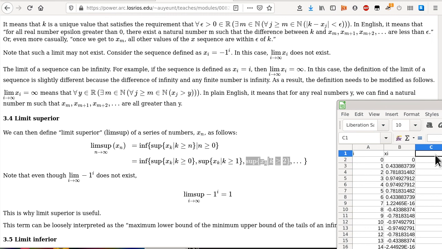Now we want to look at the supremum. So we have to pick a particular n. I'm just trying to figure out how to express this. Okay, I think I got it. So this is the supremum, or the quote-unquote maximum, of x k, where k is greater than or equal to i, which is column A.